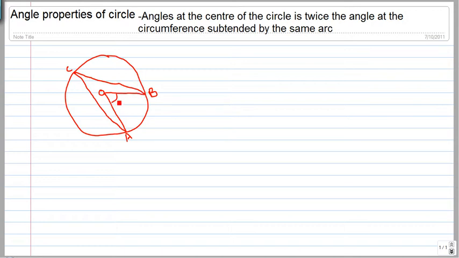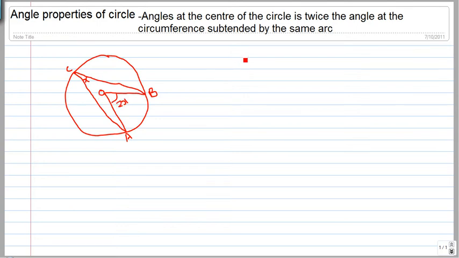So we say that the angle at the center of the circle is twice the angle at the circumference subtended by the same arc, the arc being AB. From the arc AB you draw lines to the center of the circle, and this angle at the center is twice that of the angle subtended by this same arc. So the angle at the circumference is x, and the angle at the center is 2x.